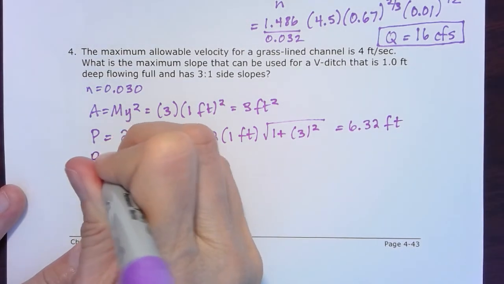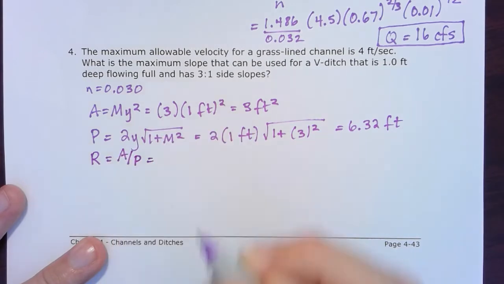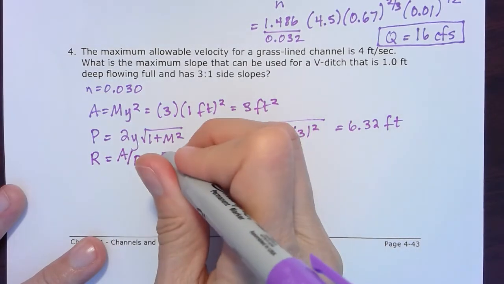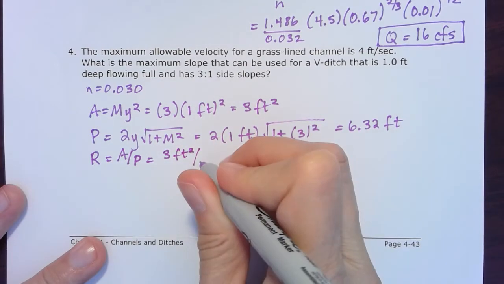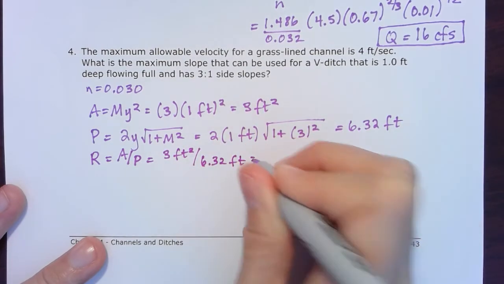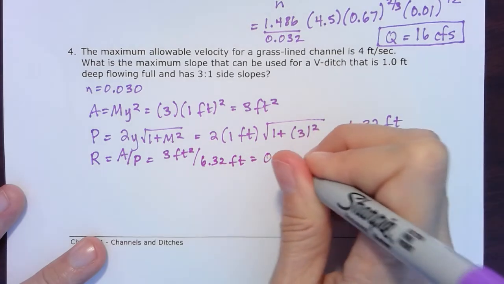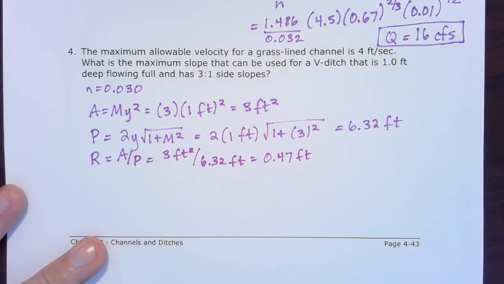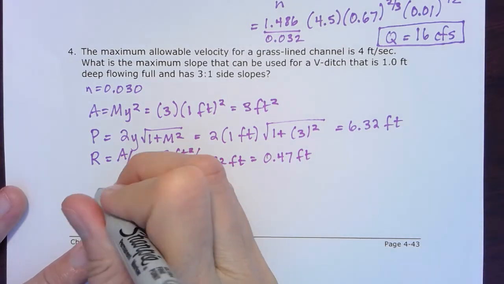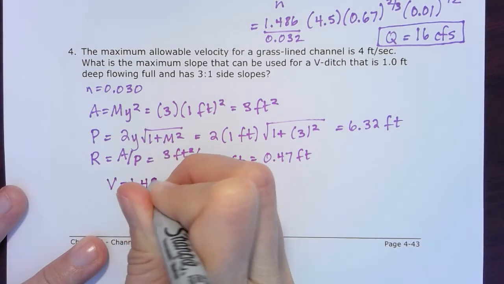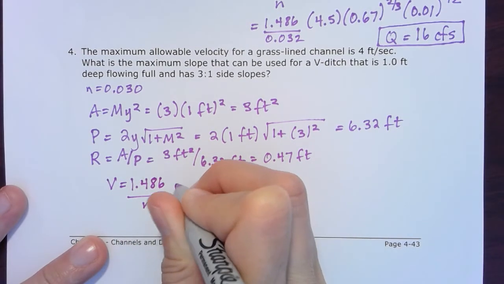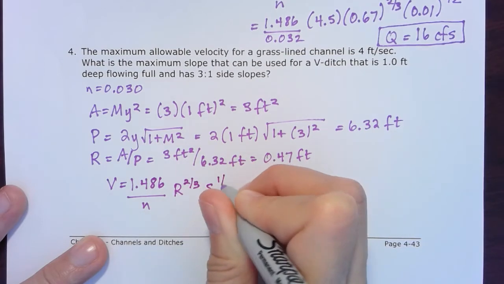And then remember that hydraulic radius is just that area divided by wetted perimeter. So in this case, the 3 square feet divided by 6.32 feet. And that gets us 0.47 feet for hydraulic radius. So now we're ready to plug into Manning's equation. Remember that we know velocity here, but we don't know slope. So let's go ahead and use that Manning's equation that solves for velocity. We'll use V equals 1.486 over n times hydraulic radius to the 2/3 times slope to the 1/2.